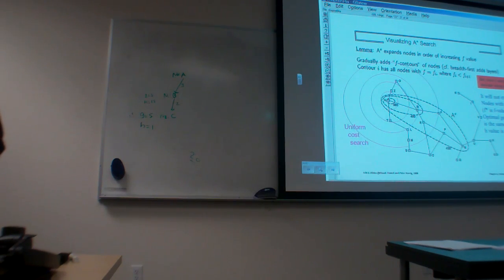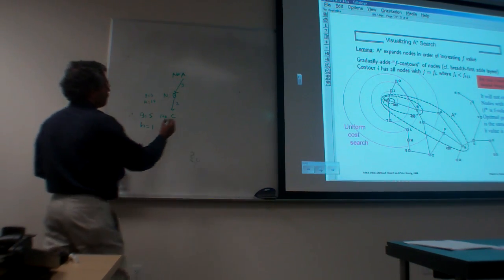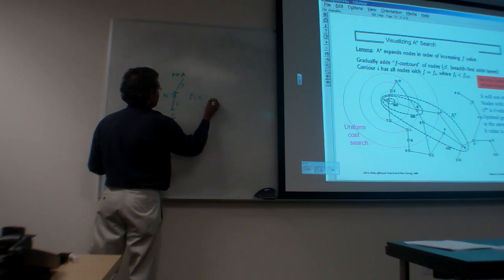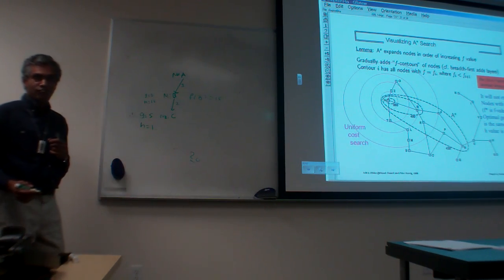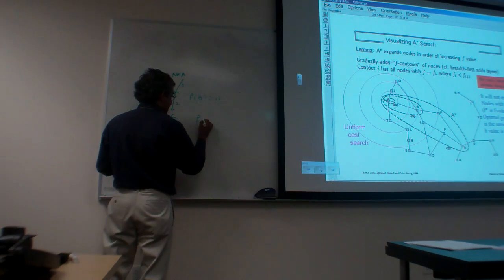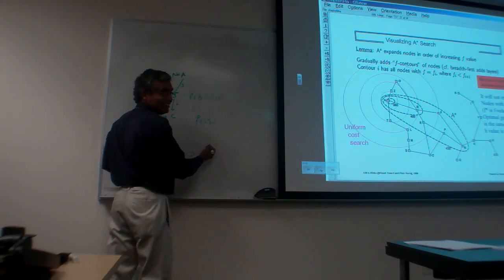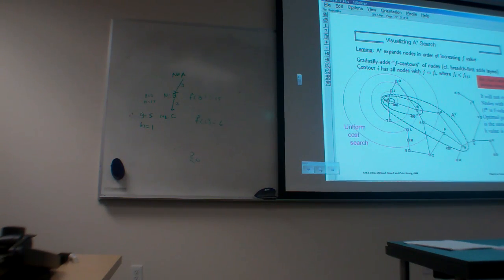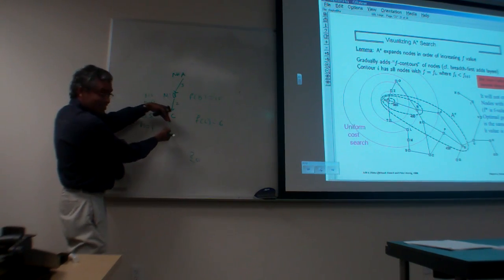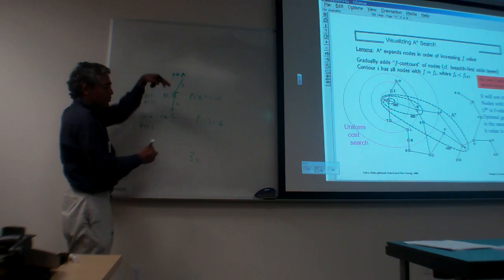Am I wrong in calling H equal to 1 in terms of admissibility? No. Then what happens? F of B is equal to 15. F of C, on the other hand, is 6. So apparently, by going to C, the total... notice the interesting thing.